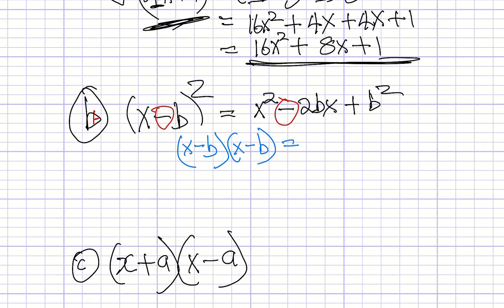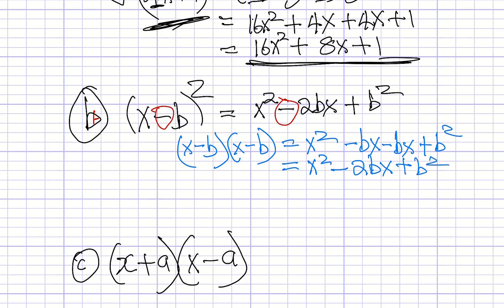We'll say x minus b times x minus b. You see that, right? You do FOIL. You say x times x is x squared, and then x times negative b is negative bx. Then negative b times x is another negative bx. Negative b times negative b, you change this sign, is b squared. You simplify, what do you get? You get x squared minus 2bx plus b squared. That's how they got that.